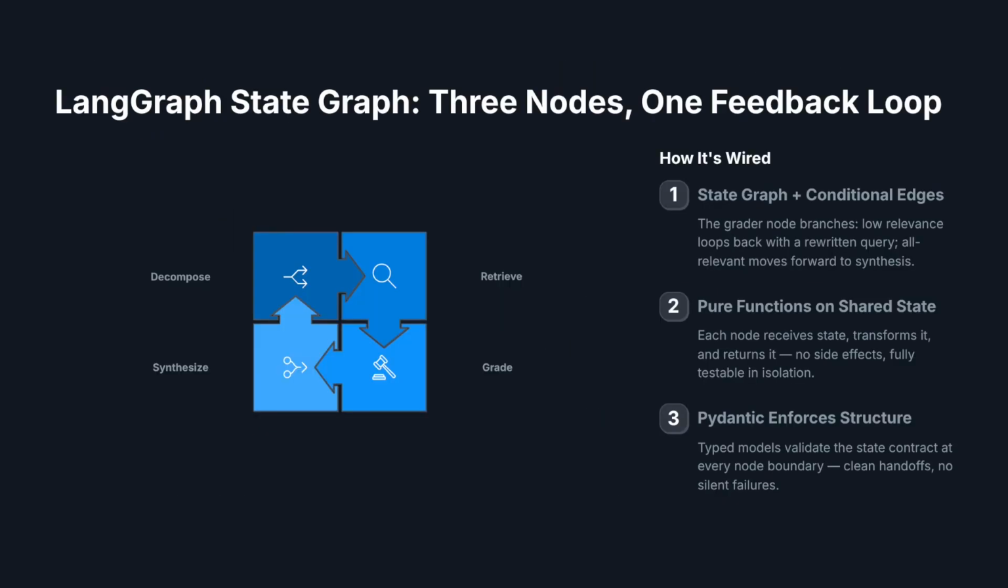Alright, in one graph this becomes a state graph with 3 core nodes: decompose, retrieve and grade, and synthesize. Notice the conditional edge on the grader node. If relevance is low, it loops back and researches with a rewritten query. Pydantic keeps the state clean between nodes. That is all you need before we start. Let's build it and you'll see.